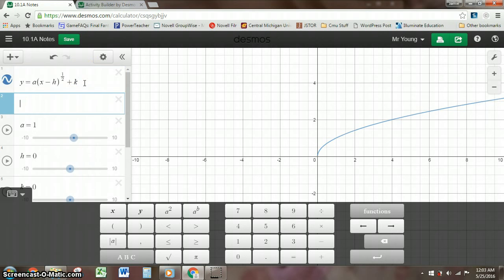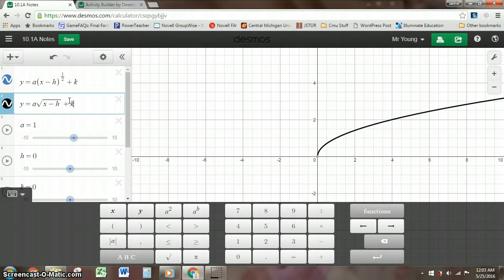So the way I'm actually going to write this is y equals a times the square root of x minus h plus k. And you'll notice how my blue line disappeared, and that's because this black line is the same thing. So just kind of proving that the 1/2 power is the same as taking the square root. Okay, so that is the meat of what we're going to be looking at.